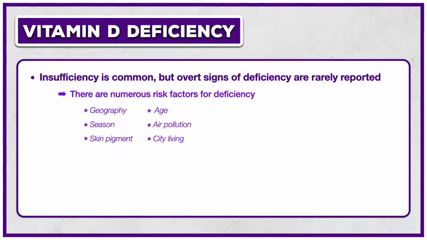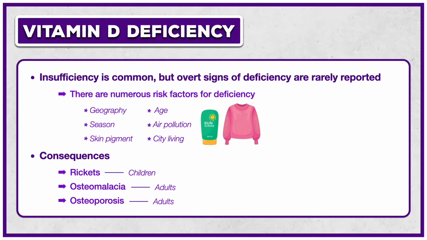Additionally, when exposed to an equal amount of sunlight, people with darker skin color produce less vitamin D than those with lighter skin color, and older adults produce less vitamin D than other age groups. Risk factors can even extend to items like sunscreen or clothing that block the sun's rays. Consequences of vitamin D deficiency include rickets for children and osteomalacia and osteoporosis for adults. Rickets involves poor calcification and distortion of the growing bones.